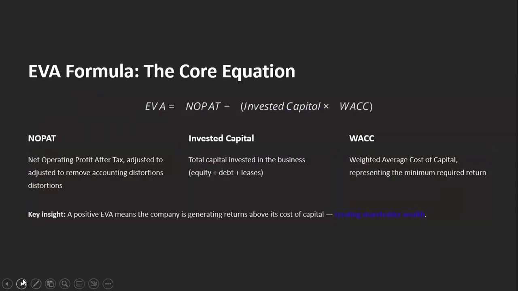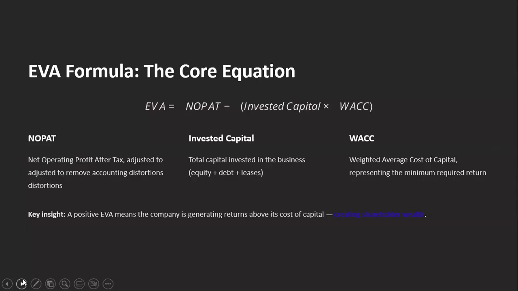Now, what is the formula for EVA? Economic value added is equal to net operating profit after tax. Now, why is it after tax? Because tax is compulsory, which I need to pay, minus invested capital into weighted average cost of capital.